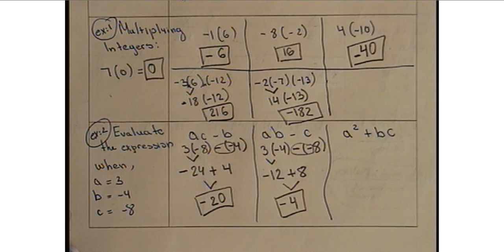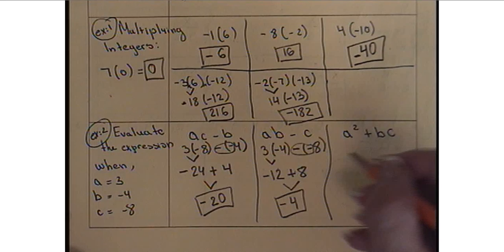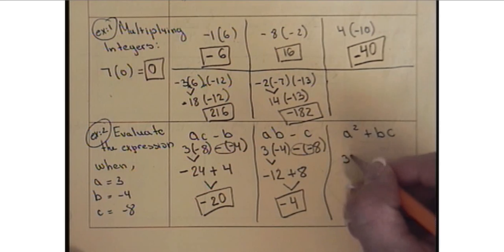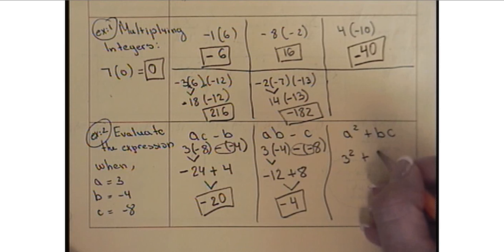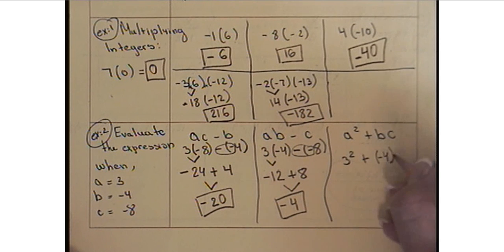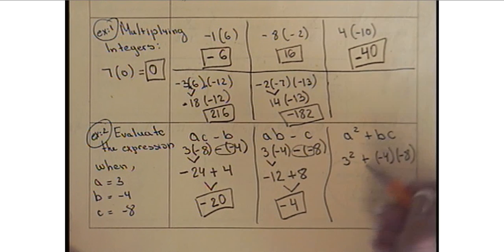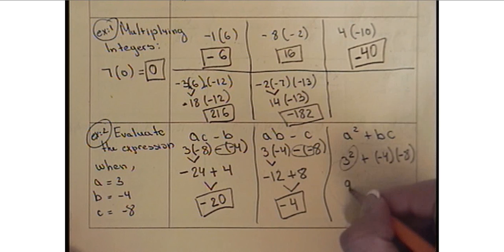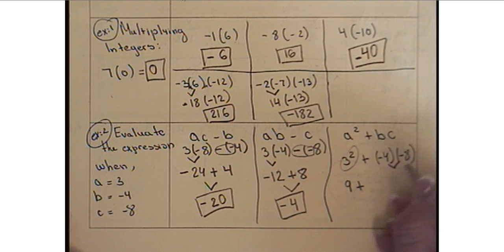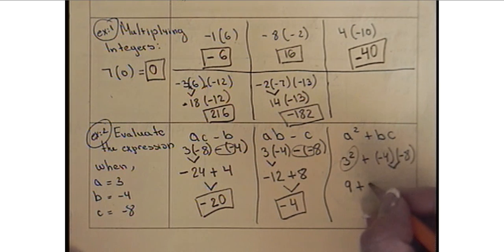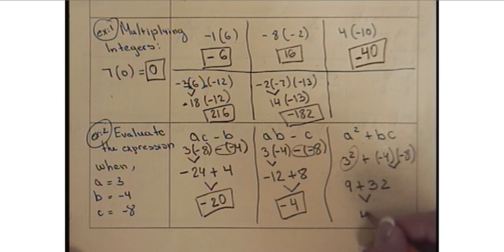A squared plus b times c. A squared is 3 to the second, plus b is negative 4, times c is negative 8. So the exponent is 9, plus negative 4 times negative 8 will be positive 32. Final answer 41.